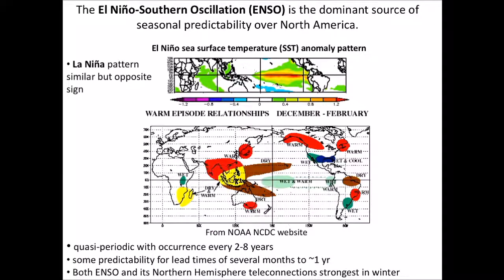ENSO is quasi-periodic. We'll typically have El Niño once every 2 to 8 years. We have some predictability for ENSO out to lead times of several months to around a year. Both ENSO and its northern hemisphere teleconnections are strongest in winter, and I'm going to be focusing on boreal winter in this talk. Typically we monitor ENSO by SST anomalies in the so-called Niño 3.4 region, outlined in this black box. The NOAA Climate Prediction Center defines an El Niño when the Niño 3.4 SST anomalies exceed 0.5 degrees Celsius for 5 consecutive overlapping seasons.